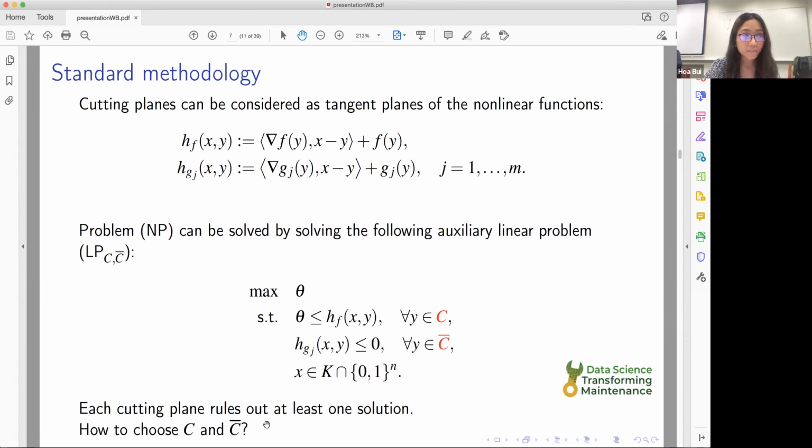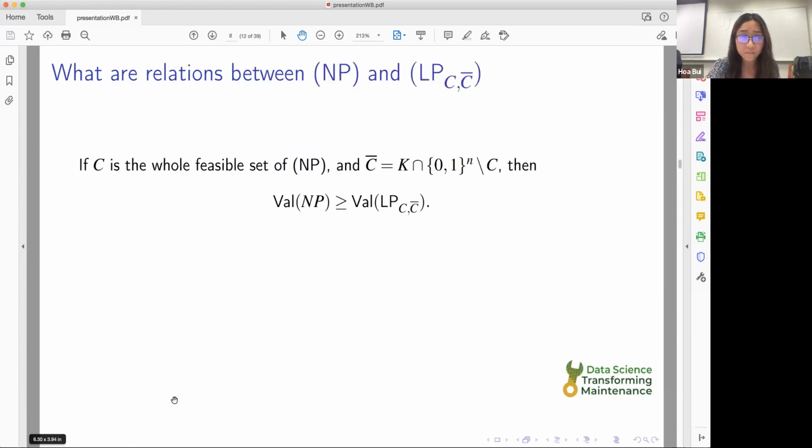But the main question is how to choose C or C bar, which means how you choose the cutting planes. For outer approximation, you try to approximate as best as possible. But here the idea is that we don't need to consider all of the cutting planes. We only need to consider sufficient cutting planes. But if we consider C as the whole feasible set, so all of the optimality cuts that we can consider, and X bar as the complement of it, which is all of the feasibility cuts that you can consider.